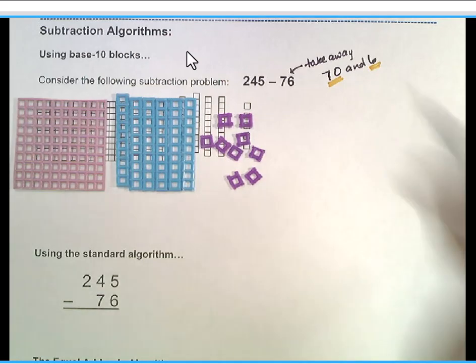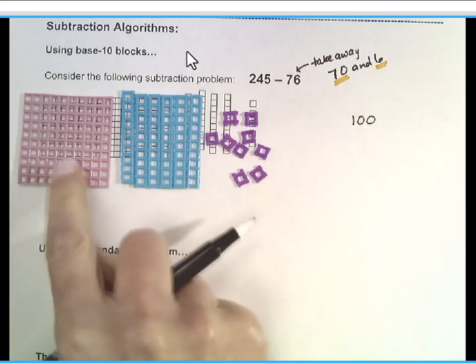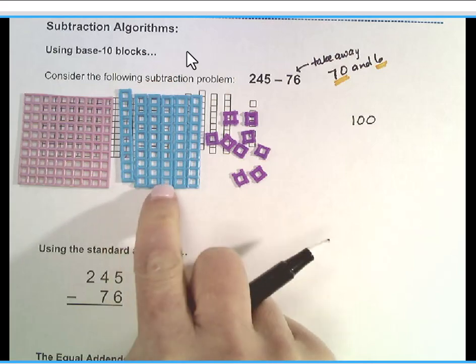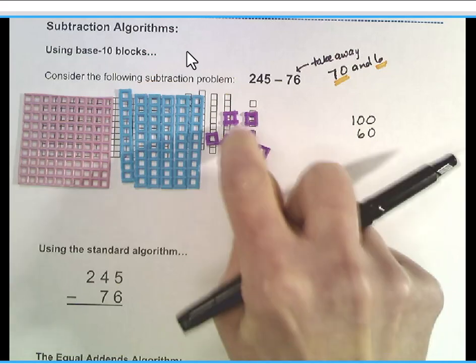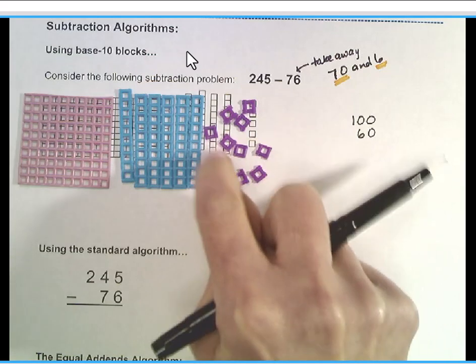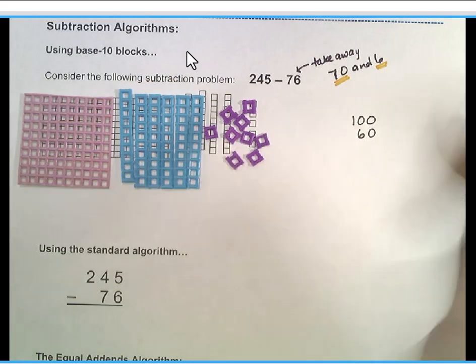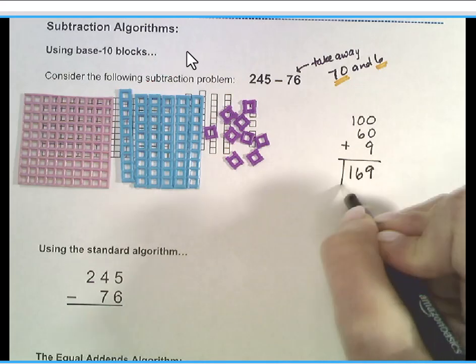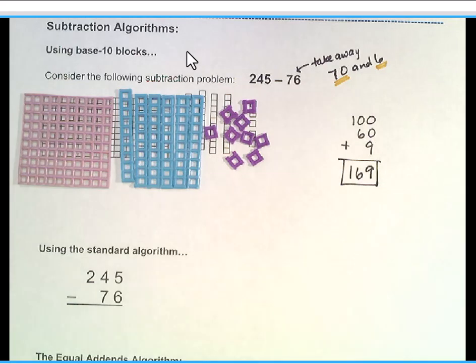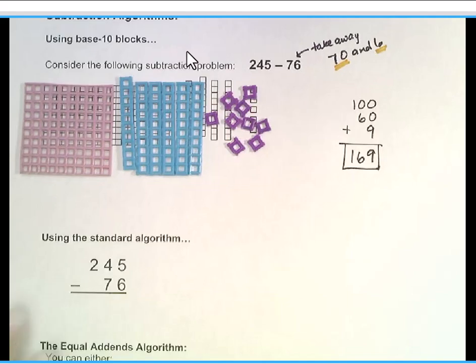I have 100. I have 1, 2, 3, 4, 5, 6. That's 60. And I have 1, 2, 3, 4, 5, 6, 7, 8, 9. My answer is 169. So now when we do the standard algorithm, I want you to think about everything we just did.